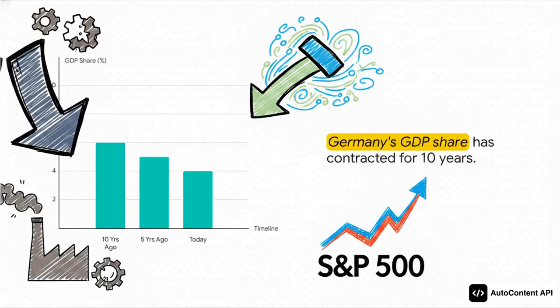Now, to put this into perspective, let's look at Germany, traditionally the total economic powerhouse of Europe. Well, Germany's share of global GDP has actually contracted for 10 consecutive years. It's sitting at just 4% right now amidst this broader European deindustrialization. It's a pretty stark wake-up call, honestly.